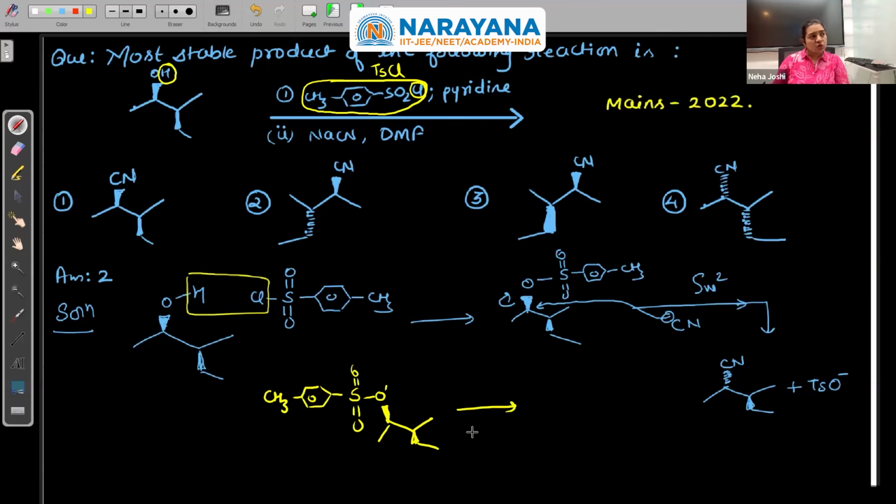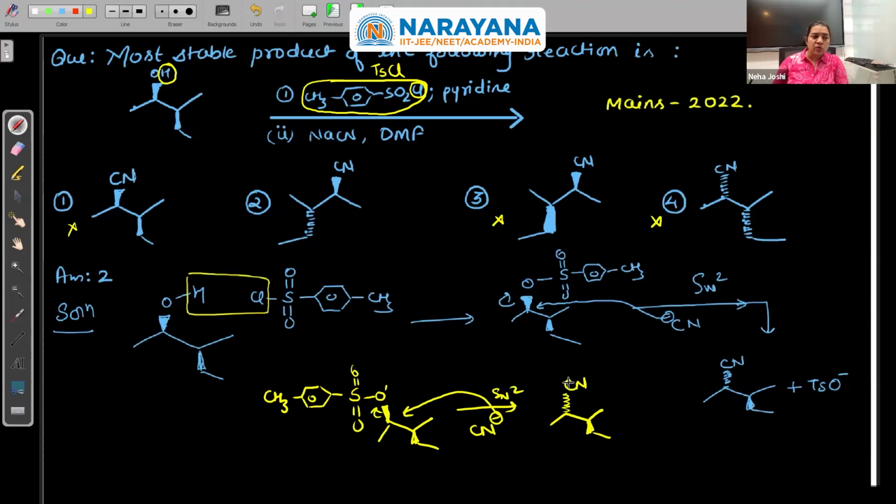Now see, OH was not a good leaving group. Now CN minus can attack here and will remove this. And this is SN2. Okay, this is SN2. So now I will have CN here, which is on dash. Right? Now we have to select: both on wedge is not possible, both on dash is not possible, because one is on wedge, one is on dash. That is one approach you can do.